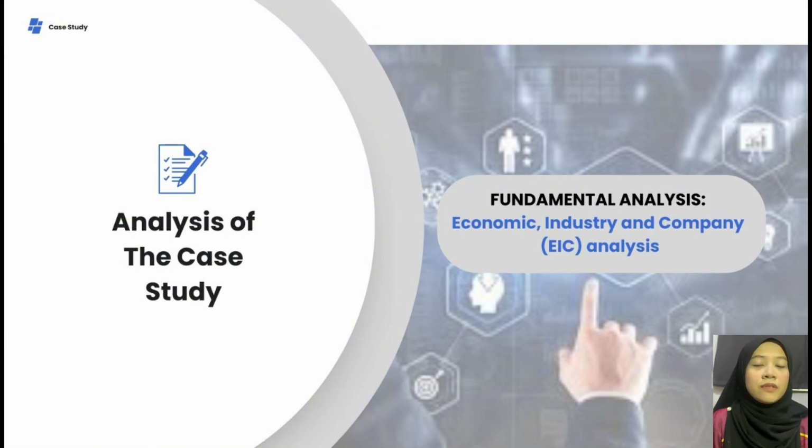We start with the fundamental analysis, which is economic, industry, and company analysis. The three-phase fundamental analysis is also called the EIC analysis framework or a top-down approach. Here, the financial analysts first make forecasts for the economy, then for the industry, and finally for the companies.